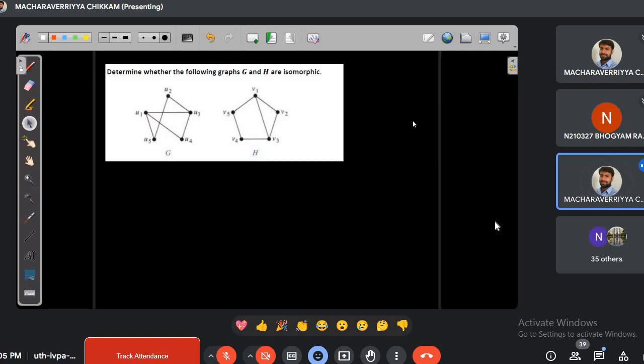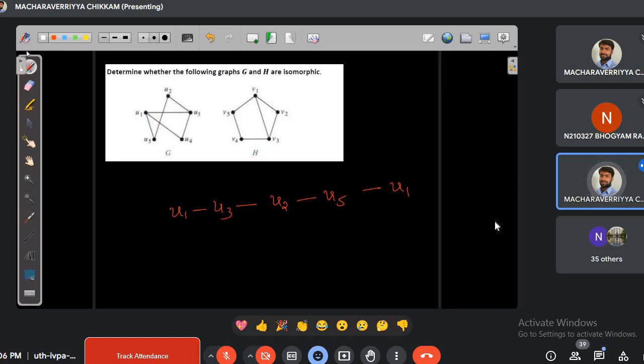Yes, I can see it. U1, U3, U2, U4, U1. I mean, this and next this, this. U1, U3, and U3 to U2, U2 to U5, and U5 to U1. So this is a circuit of length 4 in the first graph.